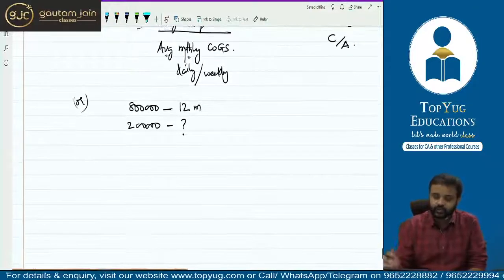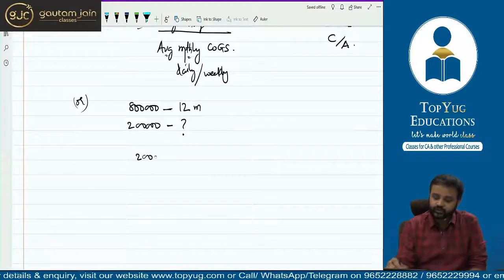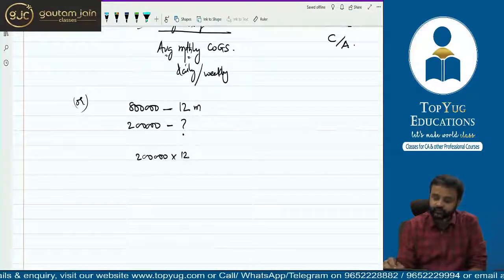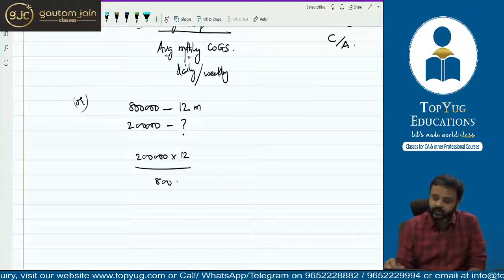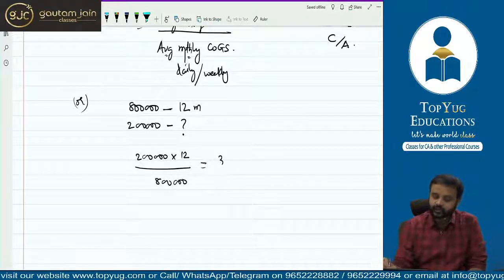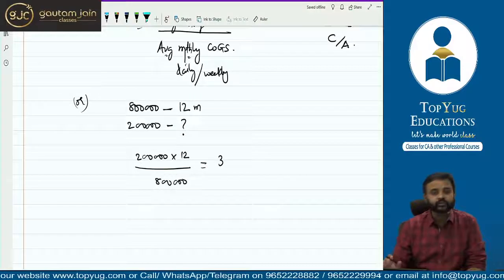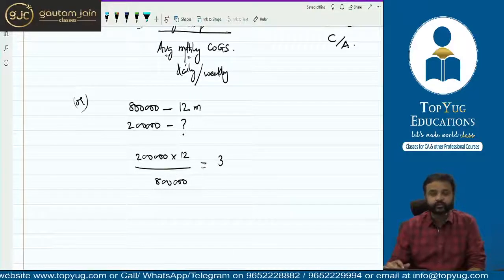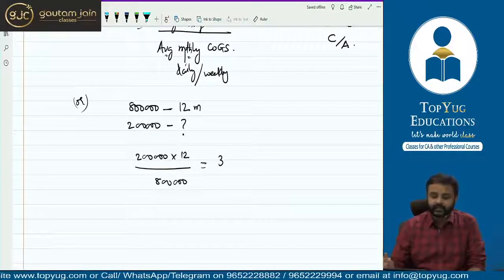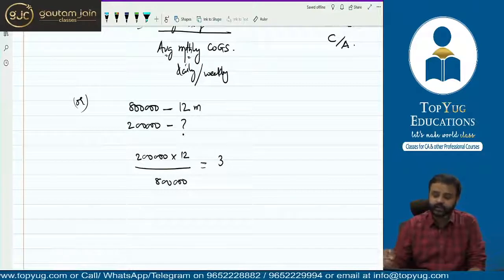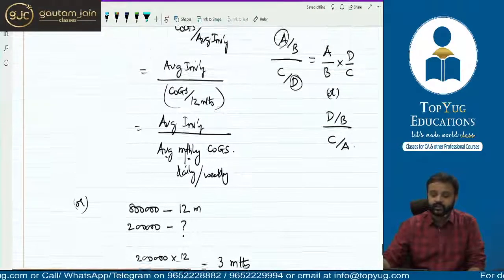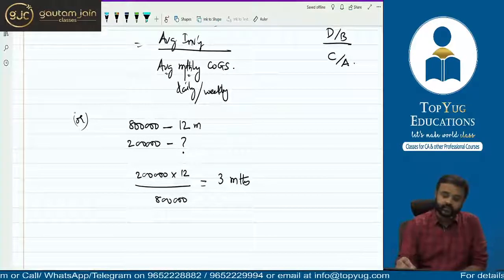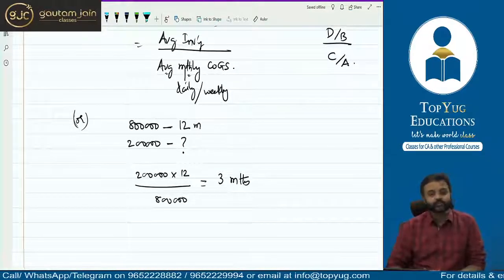So cross multiplication rule, as you know. So you'll say, sir, 2 lakhs into 12, cross multiplication, now divided by 8 lakhs. So what answer will you get? 3, no? 12 into 2, 24. 24 divided by 8. Lakhs anyway get cancelled. So 24 divided by 8 is 3. 3 what? 3 months. So this is how we can get stock holding period. This is another way, a mathematical way.